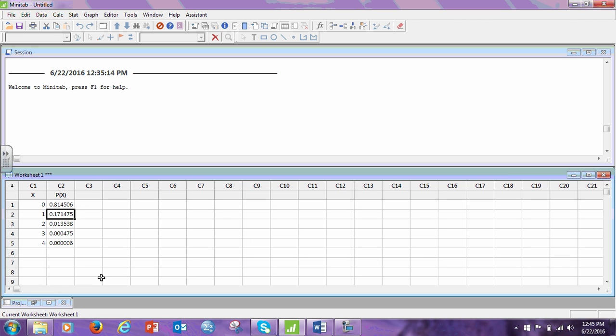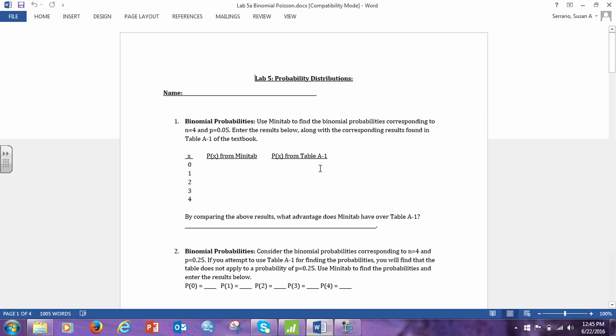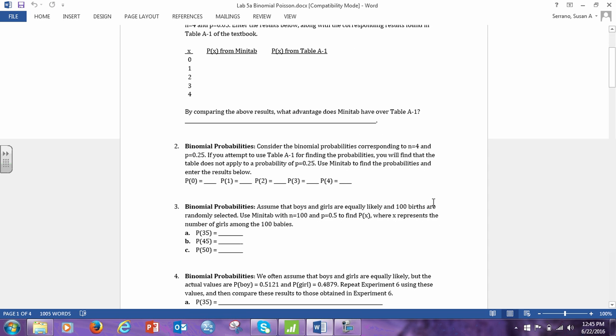For the next column on the lab, you just get these values from the table in the back of the book. And by comparing the above results, what advantage does Minitab have over the table? Well, I think one of the biggest things we're going to see is that it is more accurate.